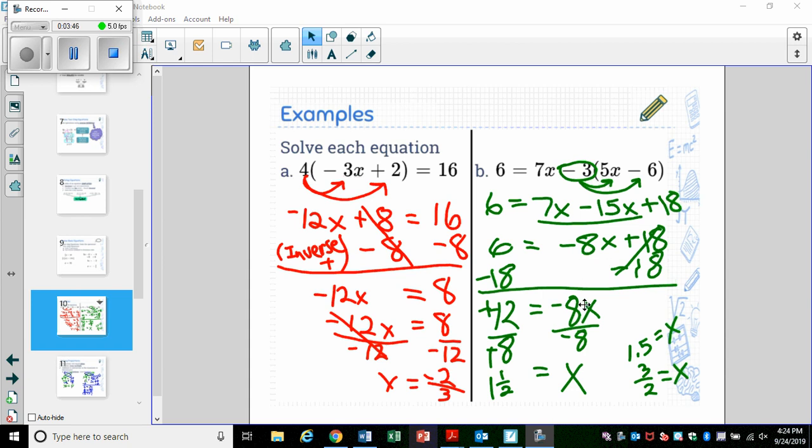Bring down your -8x, and then 6 minus 18 is originally a -12, but as we discussed earlier, the two negatives, -12 divided by -8, makes the two negatives disappear. Similarly, -8, the x divided by -8, these negatives disappear. So we wind up with x equals 3/2, or x equals 1 1/2, or x equals 1.5.